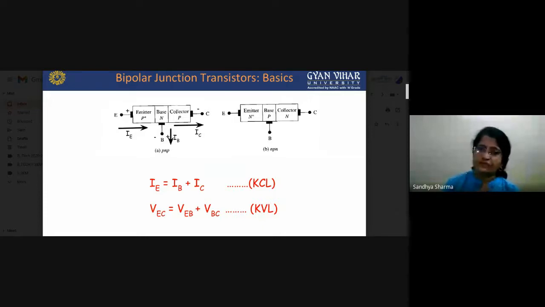Here we can apply KCL, Kirchhoff's current law. According to Kirchhoff's current law, IE is equal to IB plus IC. That is a basic law which we will apply. Now we can also apply Kirchhoff's voltage law, which means the complete emitter to collector voltage is equal to the emitter to base voltage plus the base to collector voltage. So both rules, Kirchhoff's current law and Kirchhoff's voltage law, are satisfied.